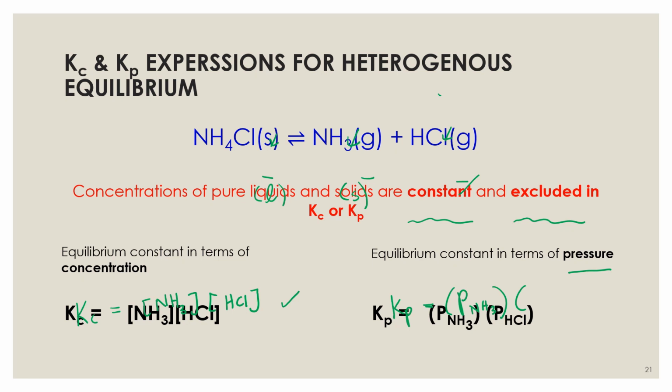So this will be the multiplication of the products divided by the partial pressure of the reactant. So since reactant is in solid form, okay, maka dia adalah constant and the value adalah 1. So this will be the Kp expression in terms of partial pressure.